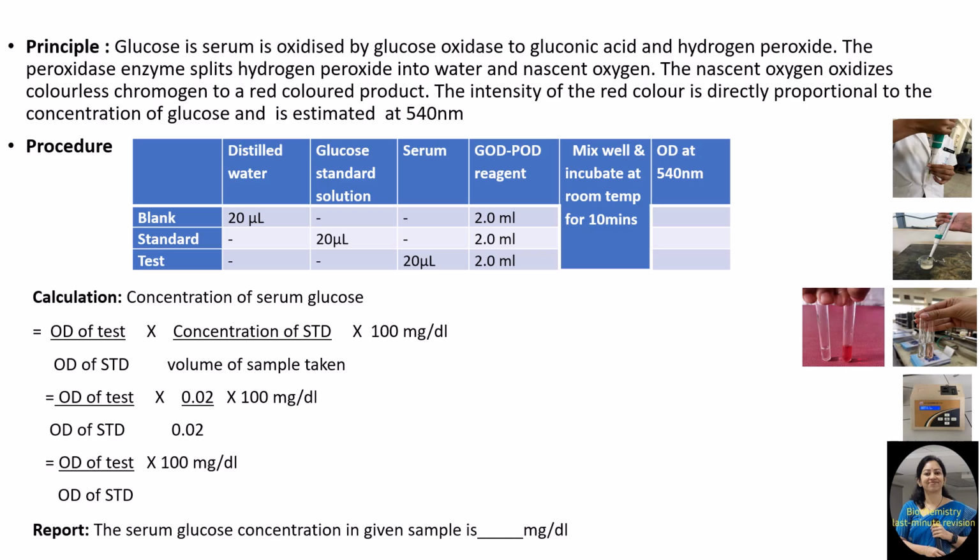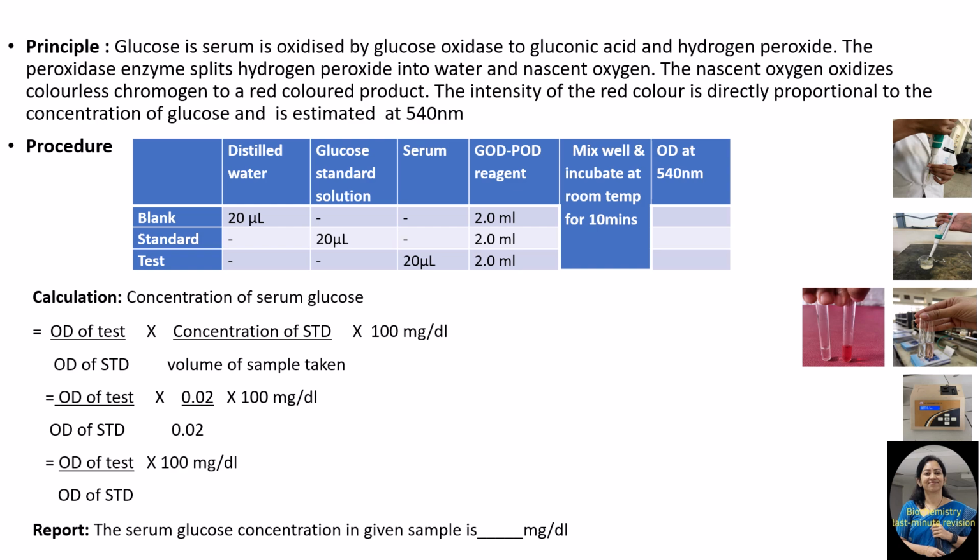Now how to do calculation? This is manual calculation if you are using a colorimeter. If you are using a semi-auto analyzer, you will get the exact value. Now I am just explaining how to calculate the concentration of serum glucose manually.